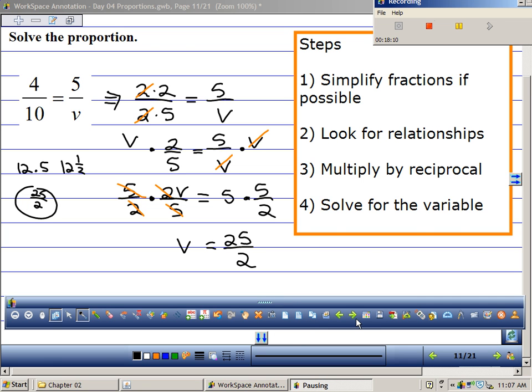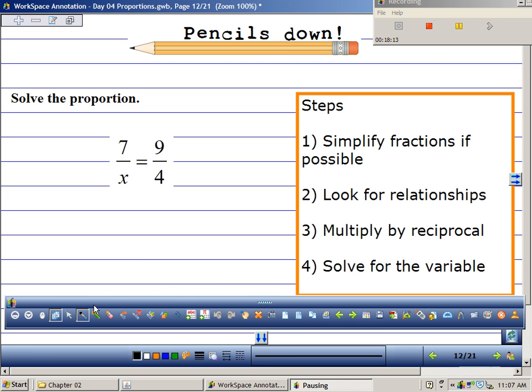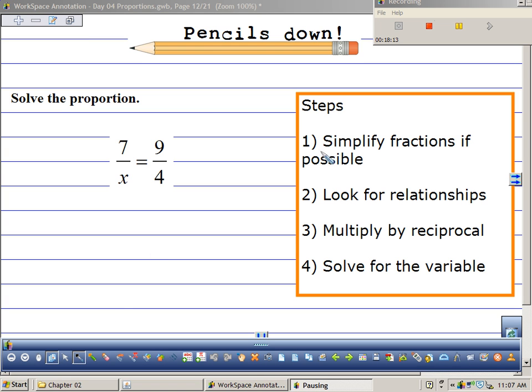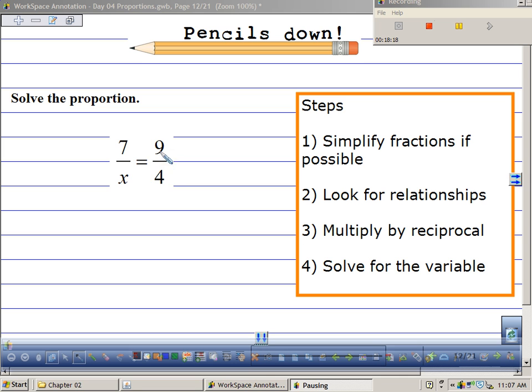All right, let's try another one. Pencils down. Just watch what I do. I'm going to go with my steps still. Simplify fractions if possible. They have nothing in common. No factors in common. I cannot factor anything out. Look for relationships. Do 7 and 9 have a relationship? No, they don't.